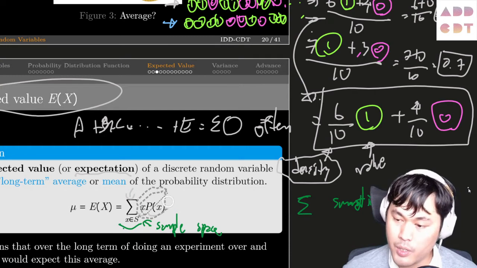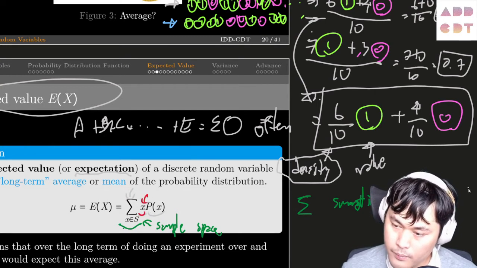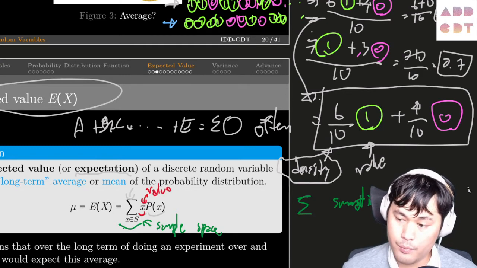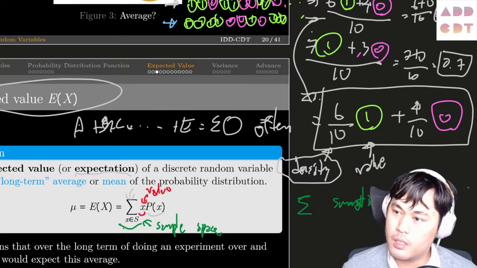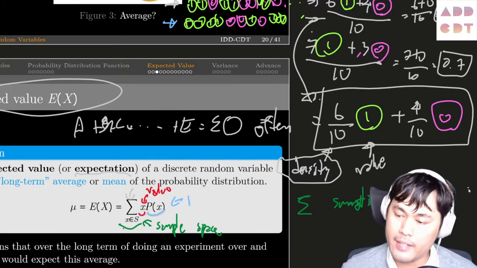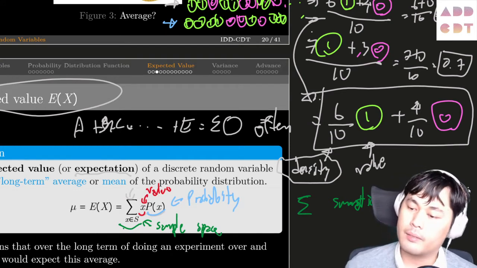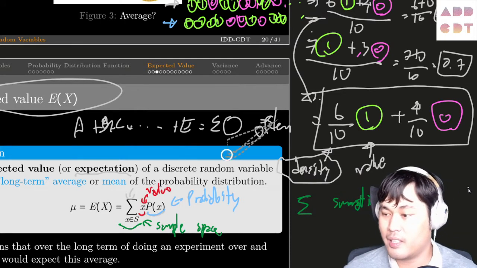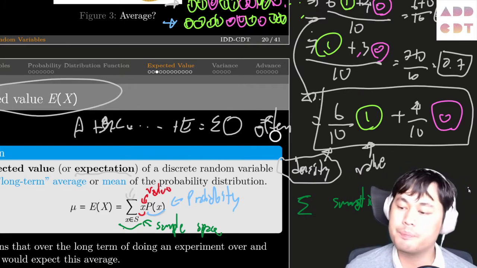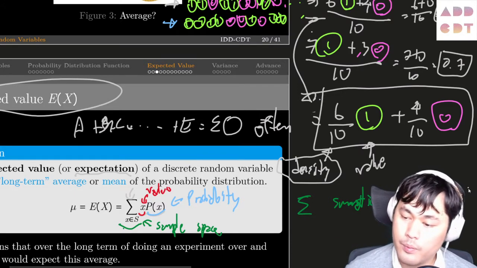You're going to take the product of the value, where that value is part of the sample space, times the probability of that event. Value times probability. And again, if you look at the right, that is exactly what we did for the average, for the mean. We just write it in a slightly different way.